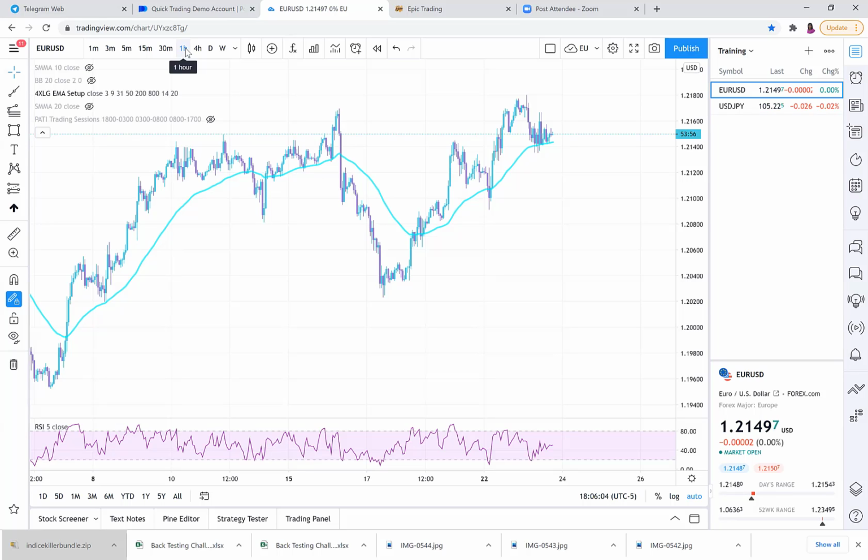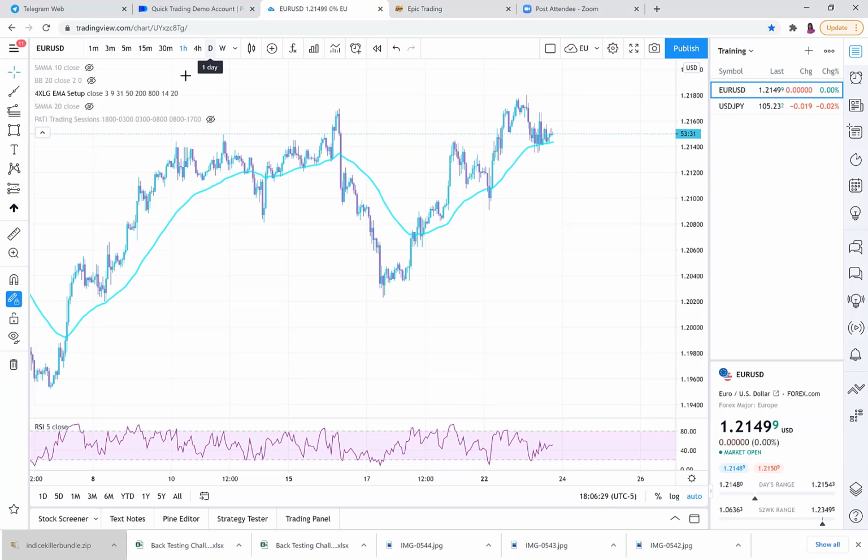Now, some people prefer to swing trade, and that is maybe you don't have a lot of time to devote to the charts. Maybe you want to spend some time looking at your setups, set a trade on Monday, maybe check it every day, and then close it out by Friday. For that, you would go to a higher time frame, maybe the 4 hour.